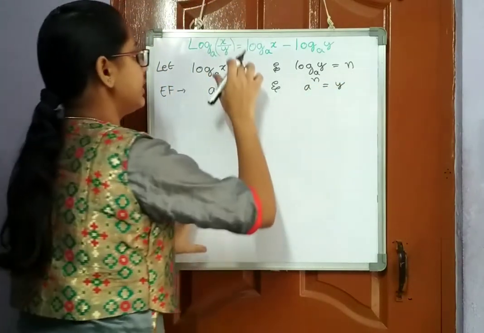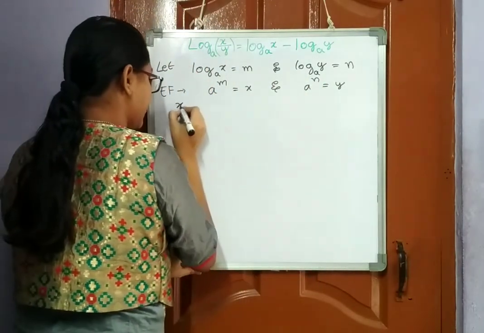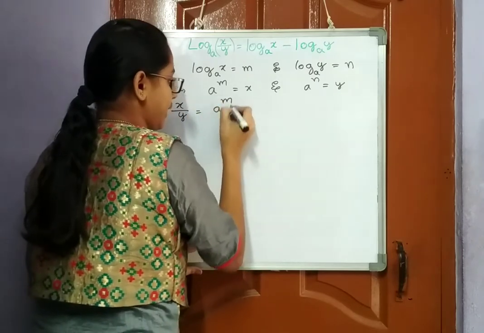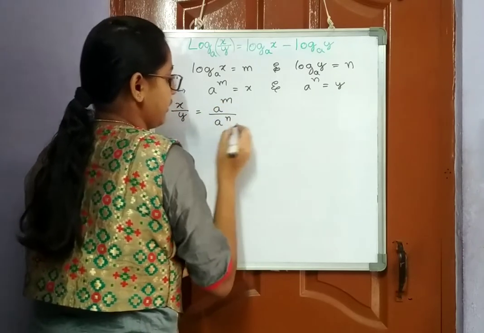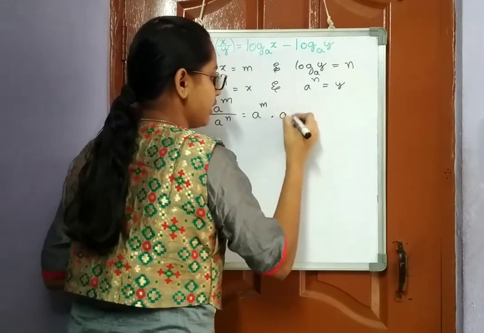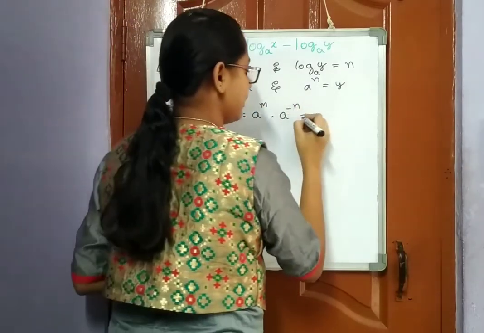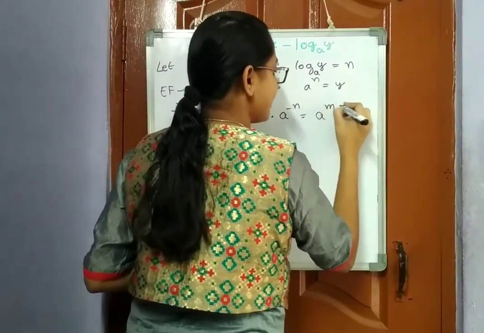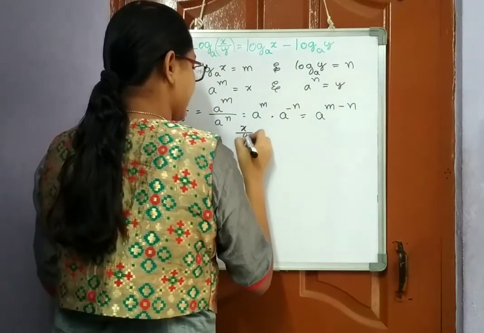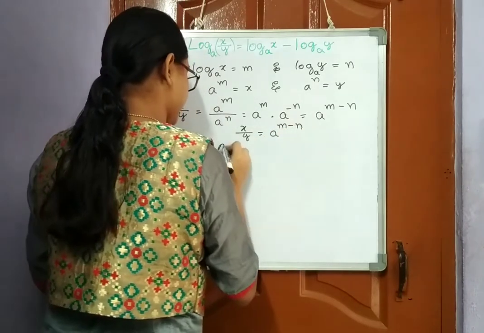At this time, we need x by y. So, dividing x and y, we will get x by y equals a to the power of m by a to the power of n. Here, we can write this as a to the power of m into a to the power of minus n. Bases are the same, powers can be added. That is a to the power of m minus n. So, we will get x by y equals a to the power of m minus n.